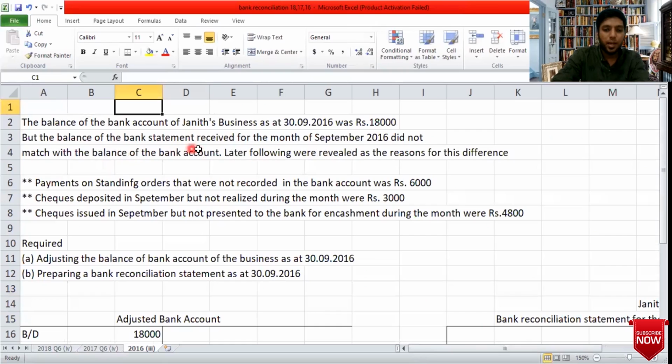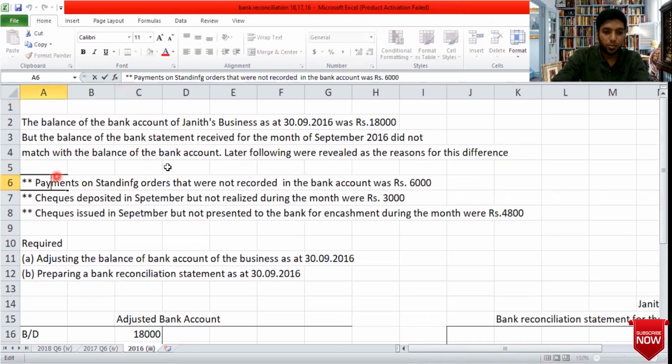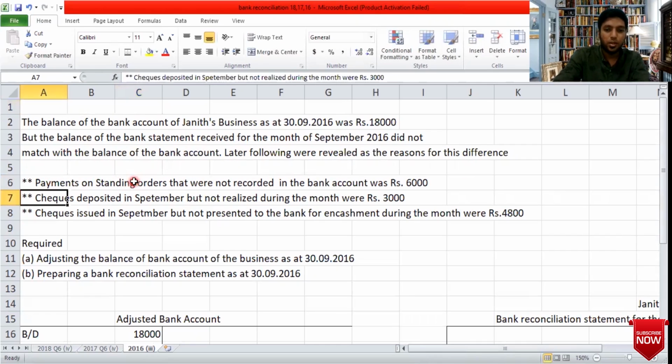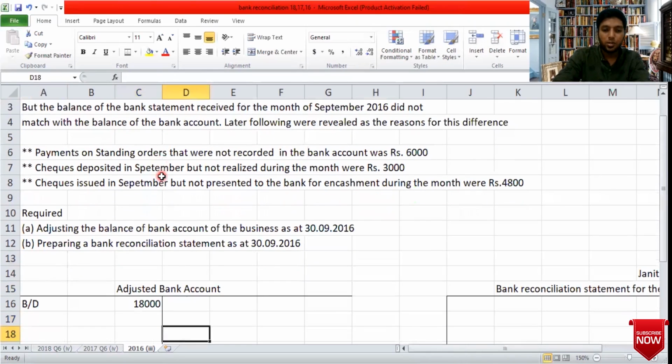But the balance of the bank statement received for the month of September 2016 did not match with the balance of the bank account. Later, the following were revealed as the reasons for this difference. Payments of standing orders that were not recorded in the bank account were rupees 6,000. This is something you should have paid but did not consider, so this is part of the bank account. So I'll take the standing order on the credit side, 6,000. Easy. I'm done with my adjusted cash book.